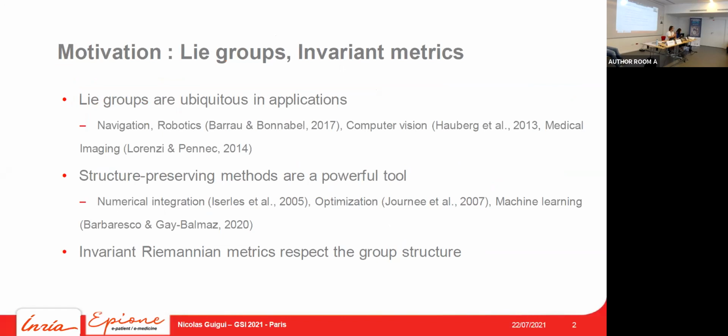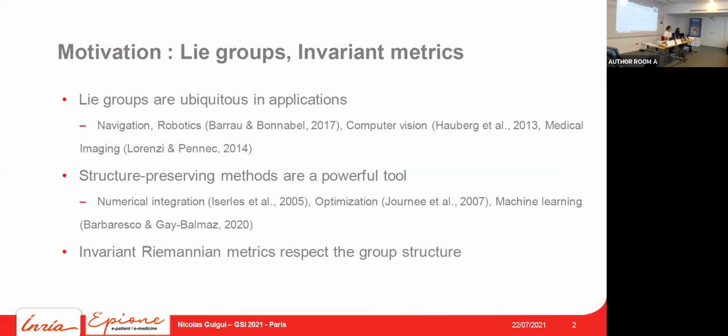So Lie groups, as you may know, are ubiquitous in many applications, in navigation, robotics, computer vision, or medical imaging, for example. And a plethora of structure-preserving methods have been developed to deal with data that lie on manifolds, ranging from numerical integration schemes or optimization schemes, or more recently to machine learning on Lie groups. And these methods allow us to leverage the structure of the group as a prior and be more efficient in the computations, more stable, and use less data.